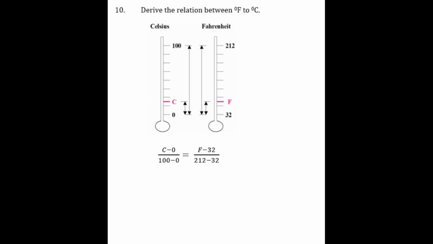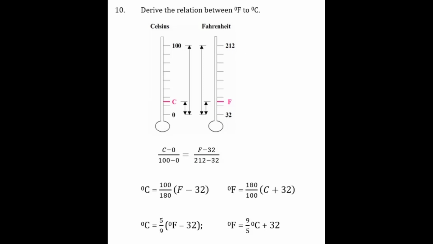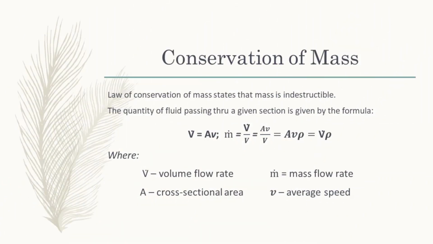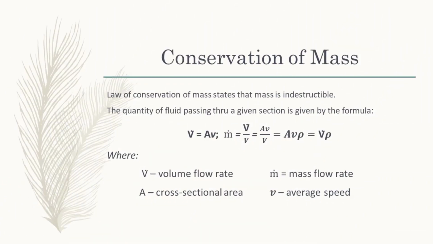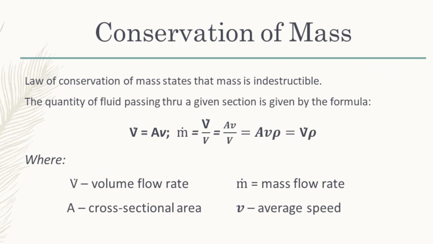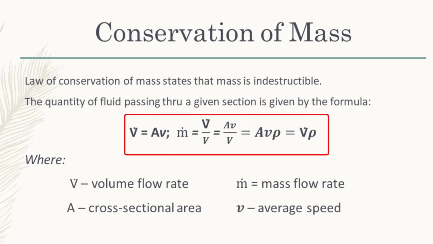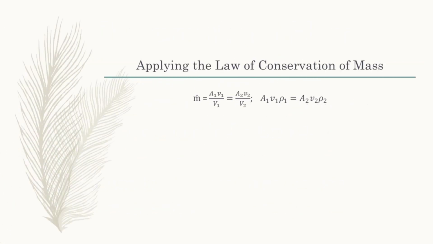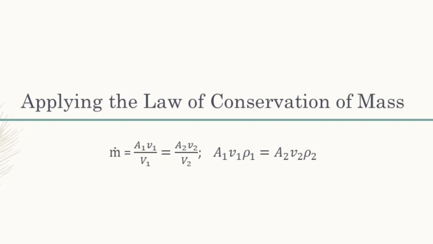Simplifying the equation and putting the degree Celsius or degree Fahrenheit in the right side. You can derive the formulas. Conservation of mass. Law of conservation of mass states that mass is indestructible. The quantity of fluid passing through a given section is given by the formula. Applying the law of conservation of mass, thus, we can get this relation.